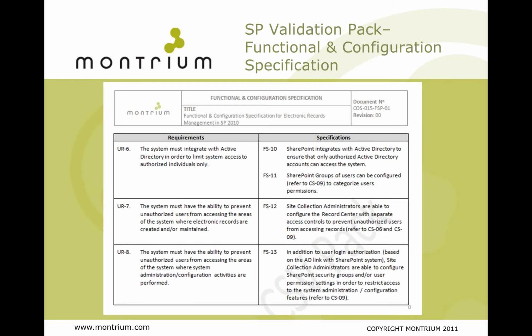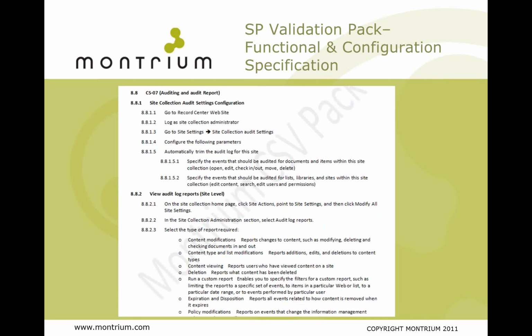This is an extract of the functional specification and configuration specification for SharePoint. We can see a very clear link between our user requirements on the left and then the actual specification on how we're going to configure SharePoint to meet that requirement. We also have our cross-references to our configuration steps. Here, for example, we can see CS09, which is a specific part of this document, which gives us very clear steps that we need to follow to meet the requirements.